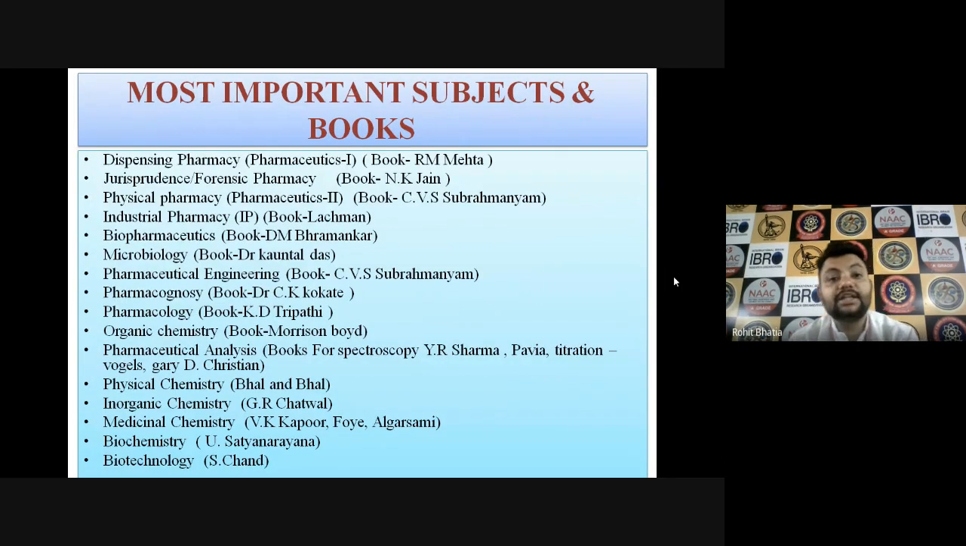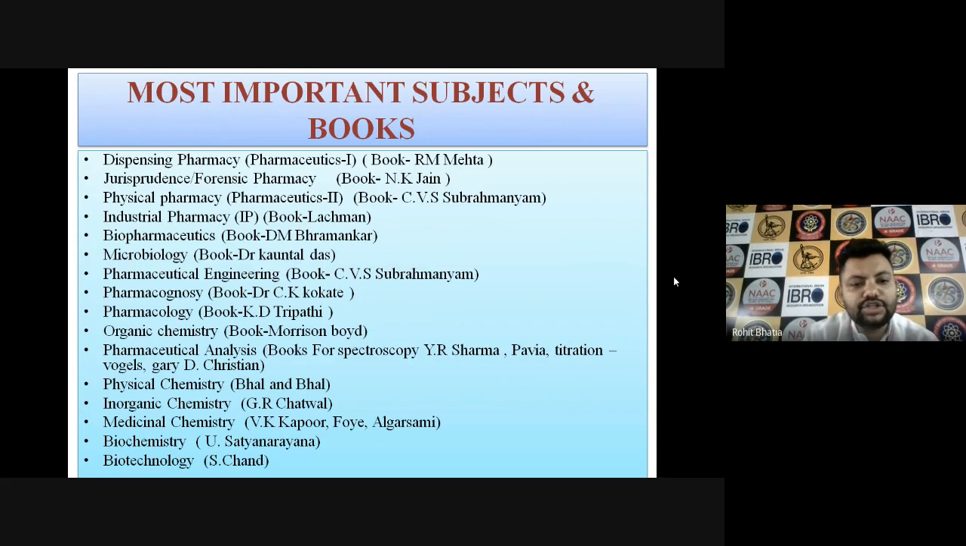So, what are the most important subjects and their books? For dispensing pharmacy, you can refer simply R.M. Mehta. For jurisprudence, go for N.K. Jain. For physical pharmacy, go for C.V.S. Subramaniam book. For industrial pharmacy, go for Lachman. For biopharmaceutics, go for Brahmankar.